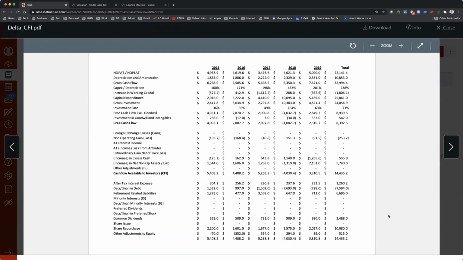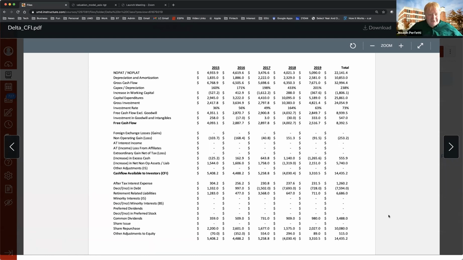And then moving into our gross investment, we see our investment rate is at 73%, which is calculated through our gross cash flow of 32,994,000,000 divided by our gross investment, which is 24,054,000,000. And then we'll notice that our free cash flow before goodwill is about 8,939,000,000. And then including that investment into goodwill and intangibles rounds out to about 8,392,000,000.